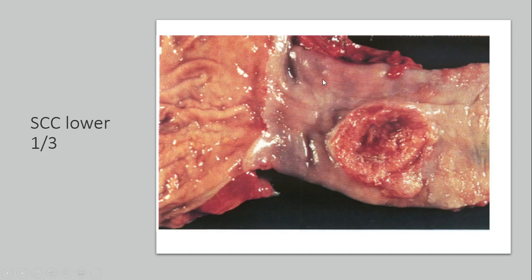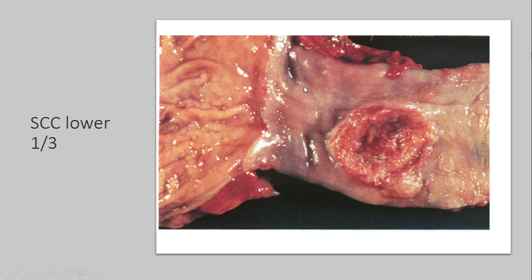Another picture of squamous cell carcinoma involving the lower third. This is not Barrett complicating adenocarcinoma. It is an esophageal squamous cell carcinoma, which should probably be proved by microscopic examination of the lesion. The lesion is fungating with irregular margin, central ulceration and bleeding, and adherence to the wall.